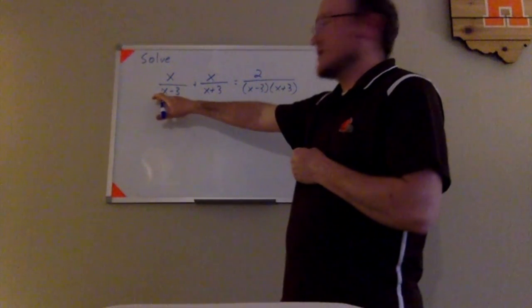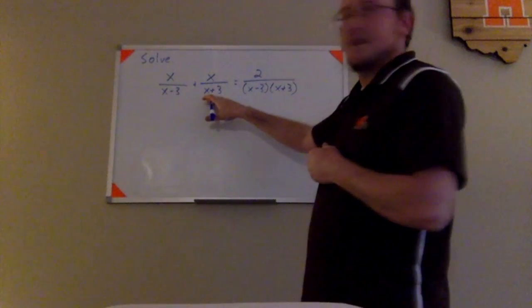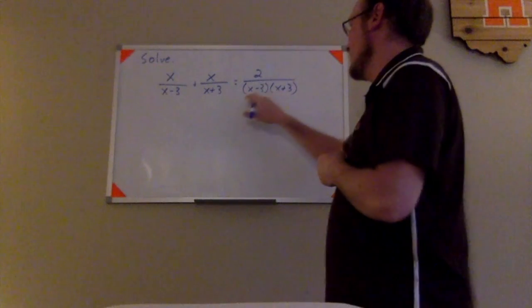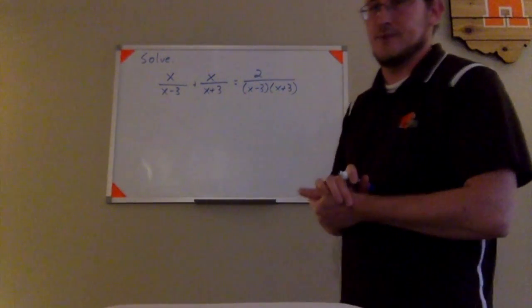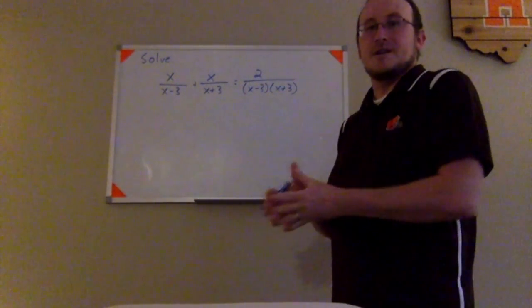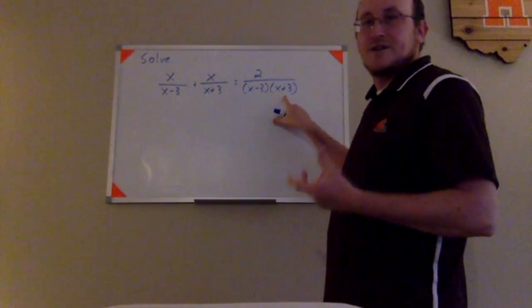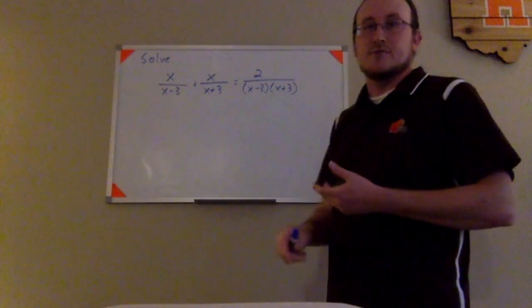Here I have an x minus 3 in the denominator. Here I have an x plus 3 in the denominator. And this over here actually has both of those factors, x minus 3 and x plus 3. So the least common denominator here would actually end up being the denominator of this fraction. It would be x minus 3, x plus 3, like that.